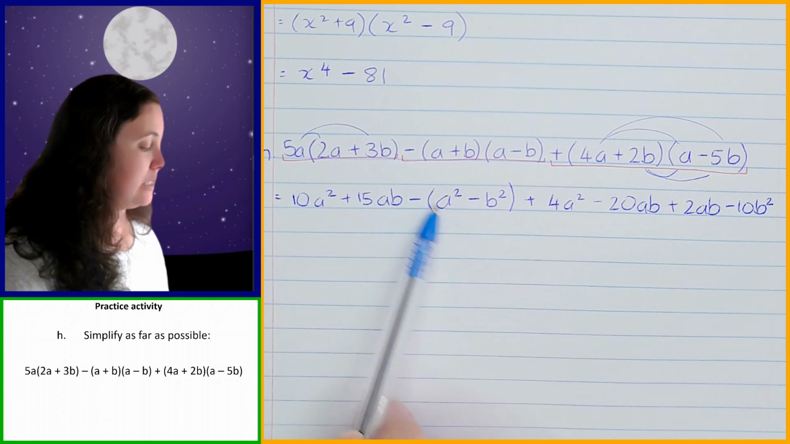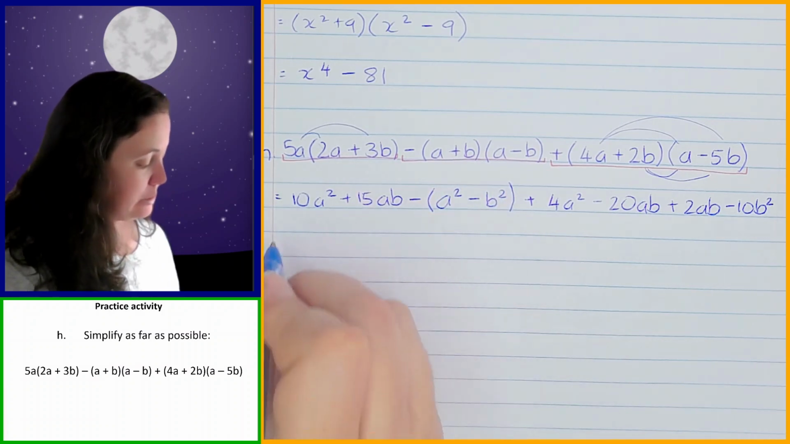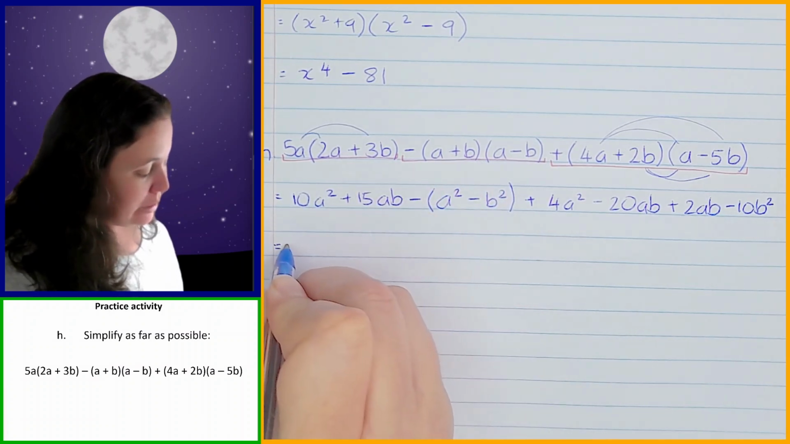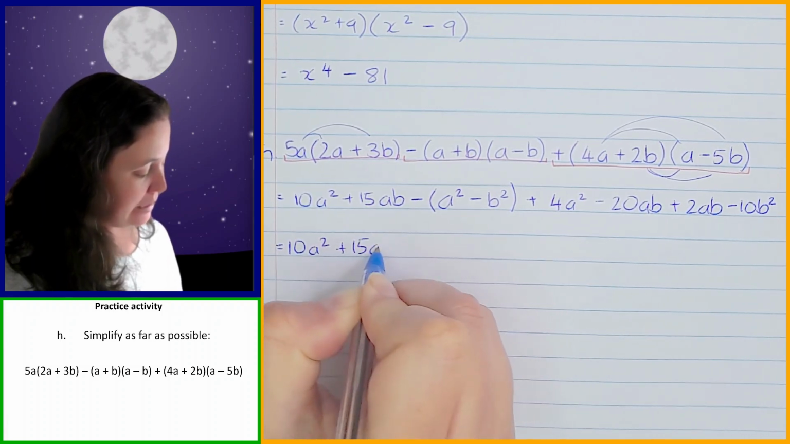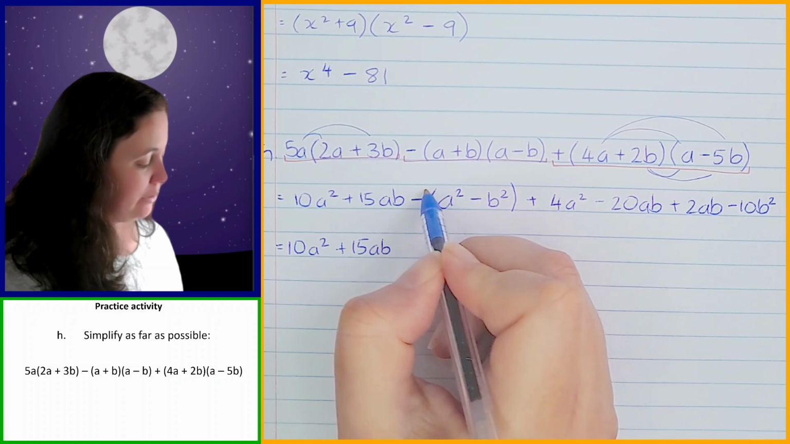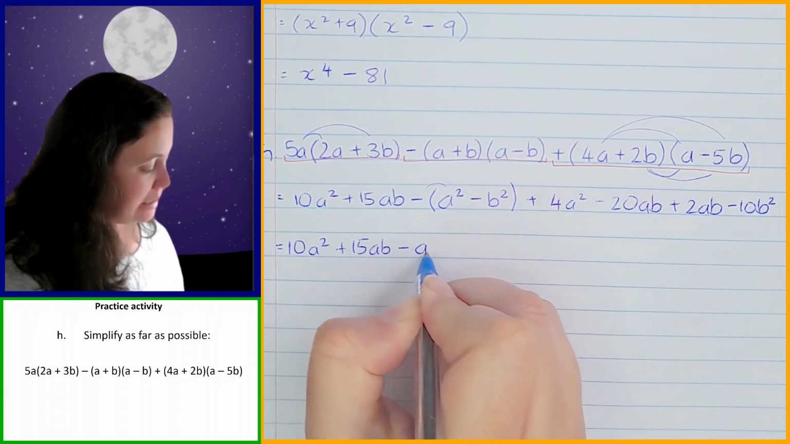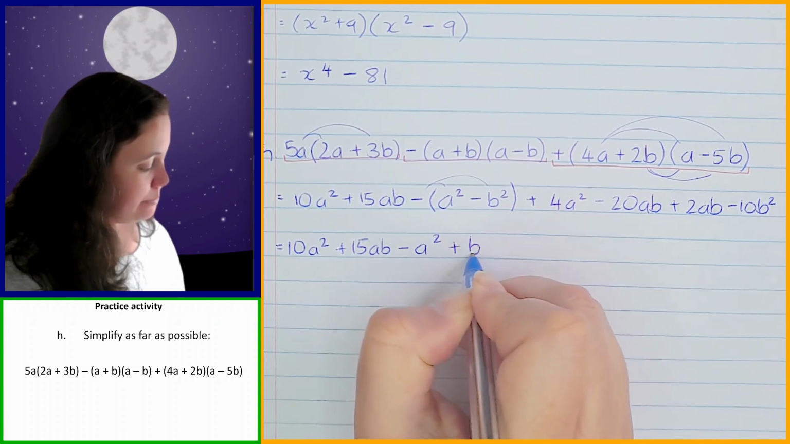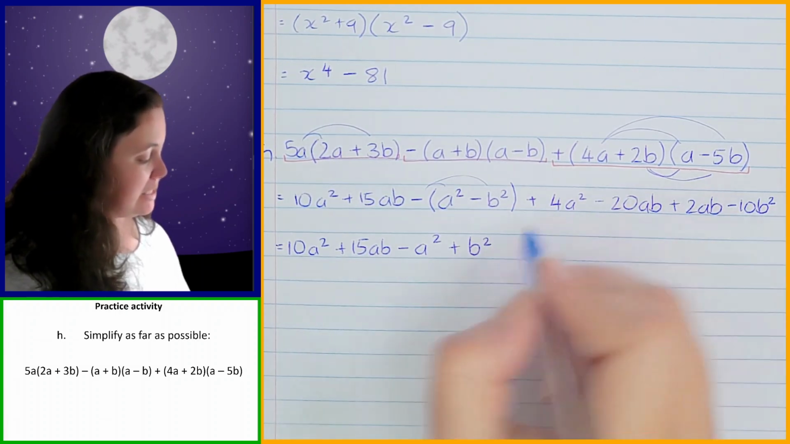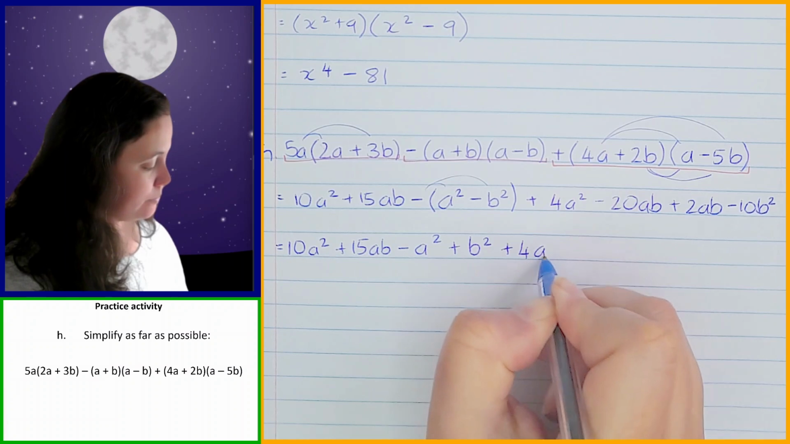Now we're going to go and still sort out these brackets. I need to still get rid of those brackets. So everything else is just going to stay as it is for now. 10a squared plus 15ab, and then I'm going to multiply my negative 1 in here. That's minus a squared, and negative 1 times negative b squared is plus b squared, and then the rest of it is going to stay as it is for now.